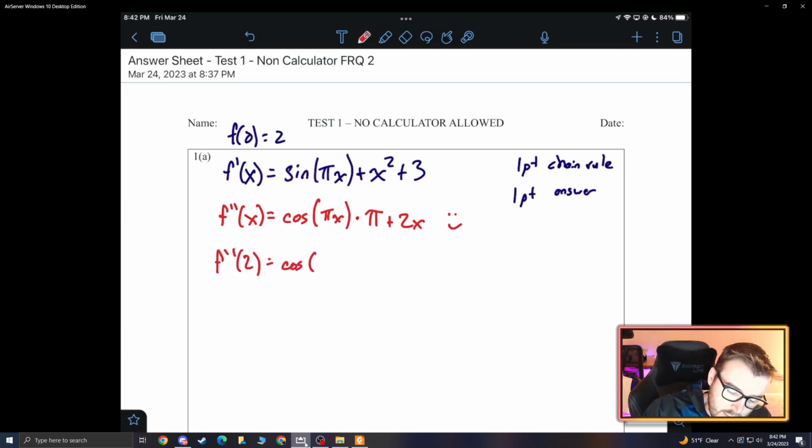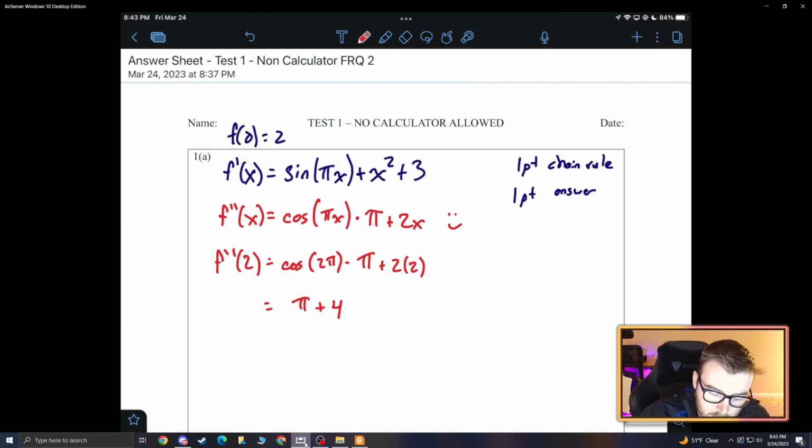So cosine of, I'm going to write that as 2 pi, so that way it looks a bit nicer, times pi plus 2 times 2. Well, cosine of 2 pi is 1. You just need to know that. That's your unit circle. So 1 times pi is pi plus 4. So pi, did I make a mistake? Oh, it's negative 2. Apologies. It's f of negative 2 in the question. So this is still 1, but it's minus 4.